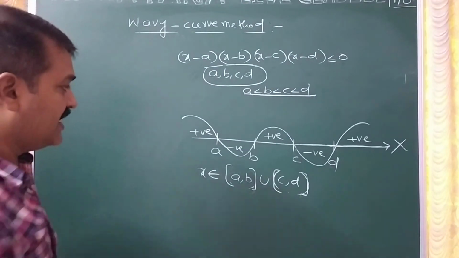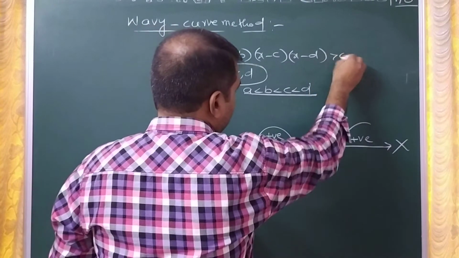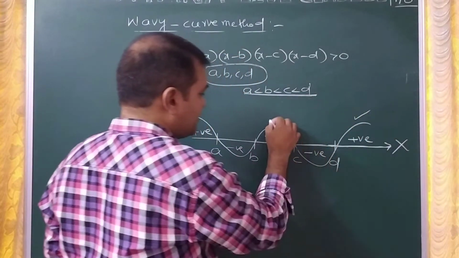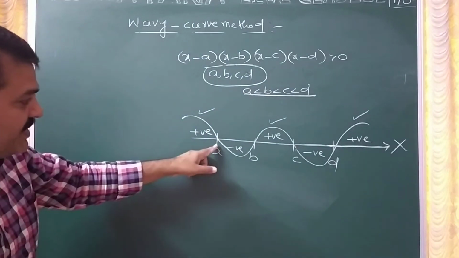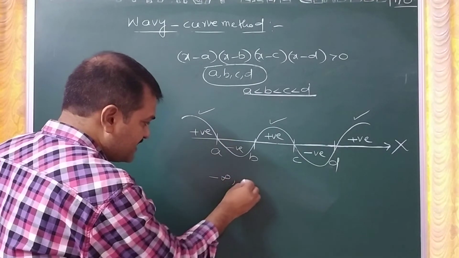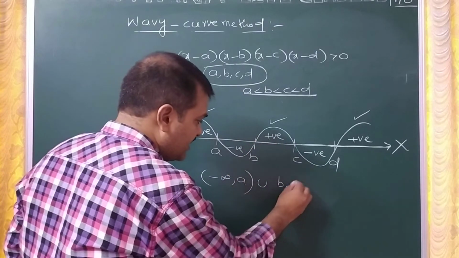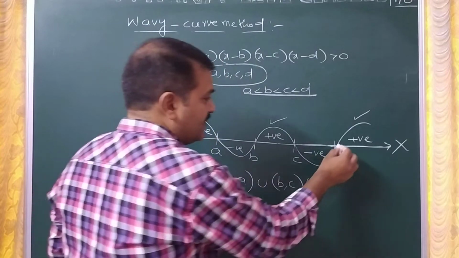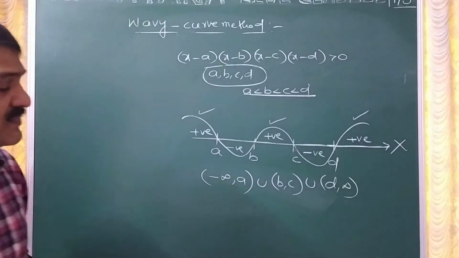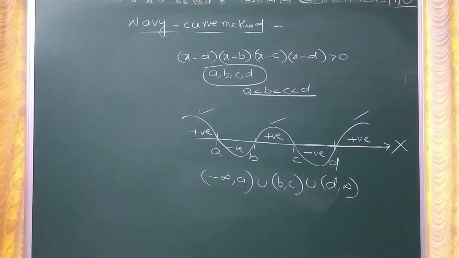For example, I will show you that also here. If the question is like this, the expression must be positive, so see the portions which are marked positive. Marked positive means less than A, everything is positive only. Less than A means minus infinity to A, union from B to C, union more than D, anything you can take, so D to infinity. This will be our solution if the expression is given as positive.